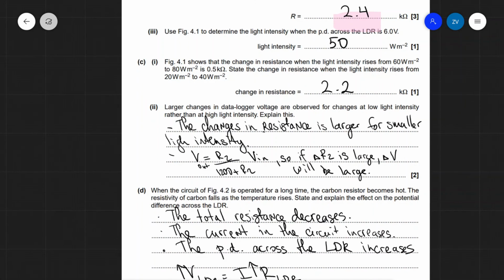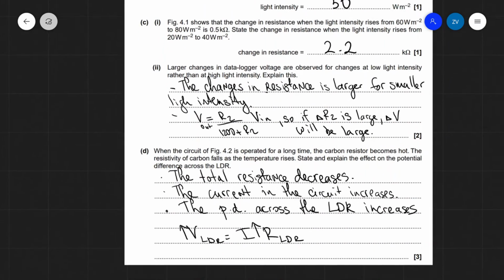The next part would be to see how this corresponds to output voltage. We know that the formula for V out is R2 over R1 plus R2 times your input voltage. However, this is, by the way, given in your formula sheet. Rather than R1, I've written here 1200, which is the value of our fixed resistor. So if the change in R2 is larger, there will be a corresponding larger change in the output voltage.